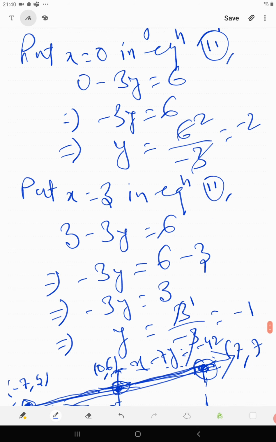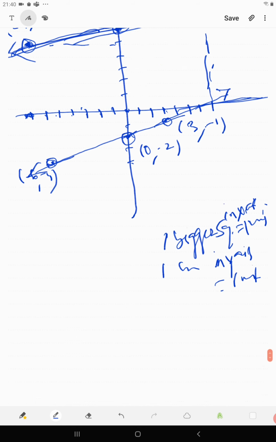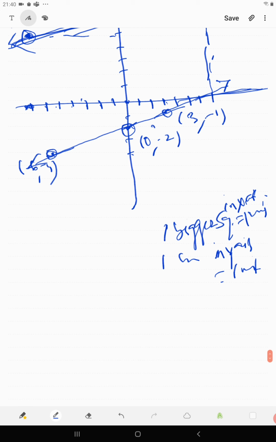So what is the second equation? The second equation is x minus 3y equals to 6. So I can write this over here: x minus 3y equals to 6. So this is our second straight line. This is how you should draw the lines in the 2-dimensional coordinate system.